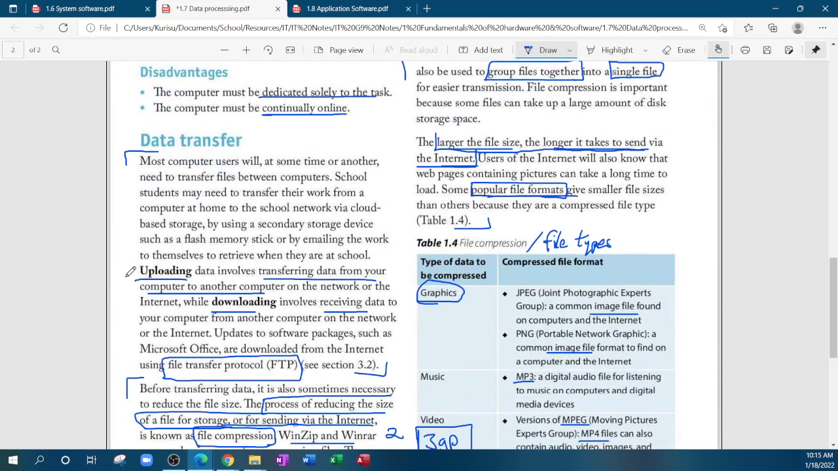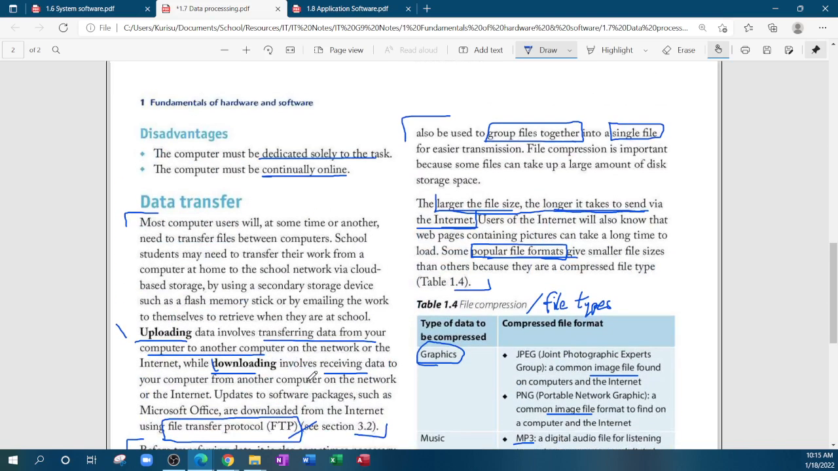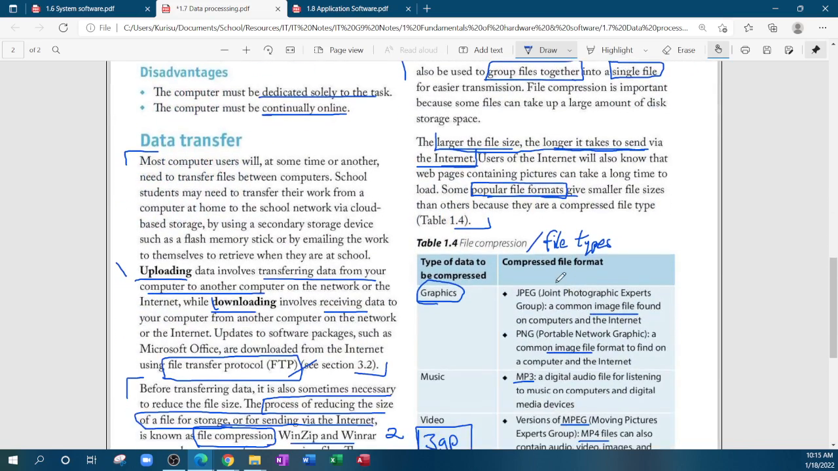Then we looked at what is uploading, what is downloading, what is FTP, what is file compression, and what are the different file types. So if you guys don't have any questions on anything we looked at today, this is going to be the end of today's class.